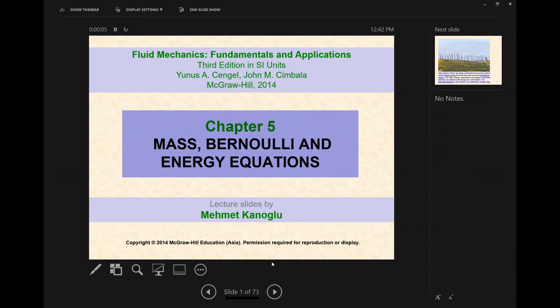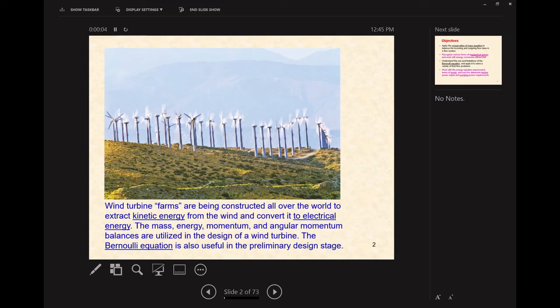Okay, so in this chapter, I would like to talk about mass, Bernoulli, and energy equation. Wind turbine farms are being constructed all over the world to extract kinetic energy from the wind and convert it to electrical energy. The mass, energy, momentum, and angular momentum balances are utilized in the design of a wind turbine. The Bernoulli equation is also useful in the preliminary design stage.